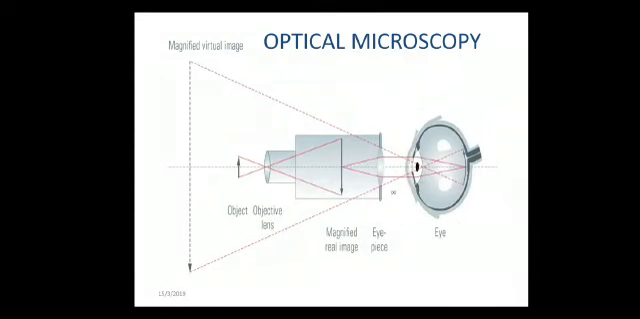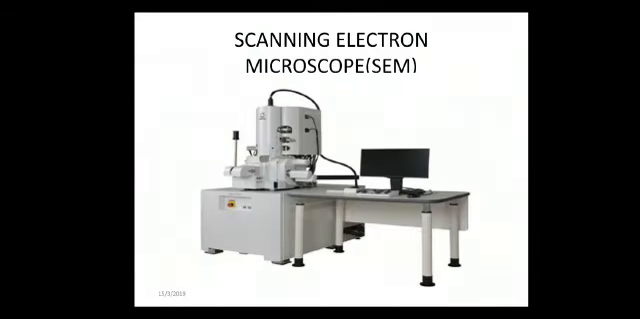To overcome these, we use a microscope known as the scanning electron microscope. A scanning electron microscope produces images of a sample by scanning it with a focused beam of electrons.